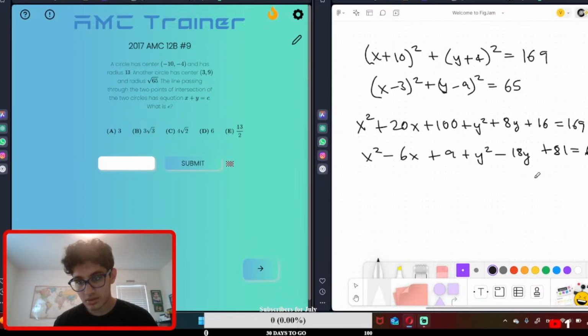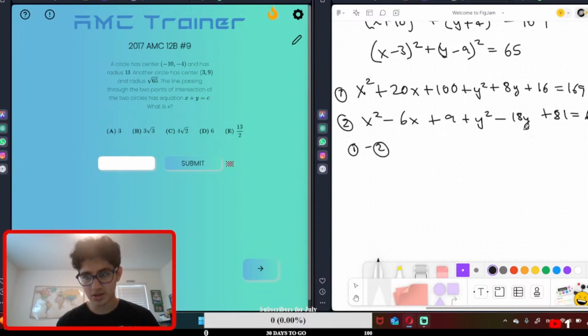Okay, let's subtract one from the other. Let's call this equation 1 and this equation 2. We'll do equation 1 minus equation 2, and the reason is because I'm already noticing something there which should work out nicely for us. When we do the subtraction, the x squares cancel out and we'll get 26x. We'll have plus 109, but there's also plus 81.